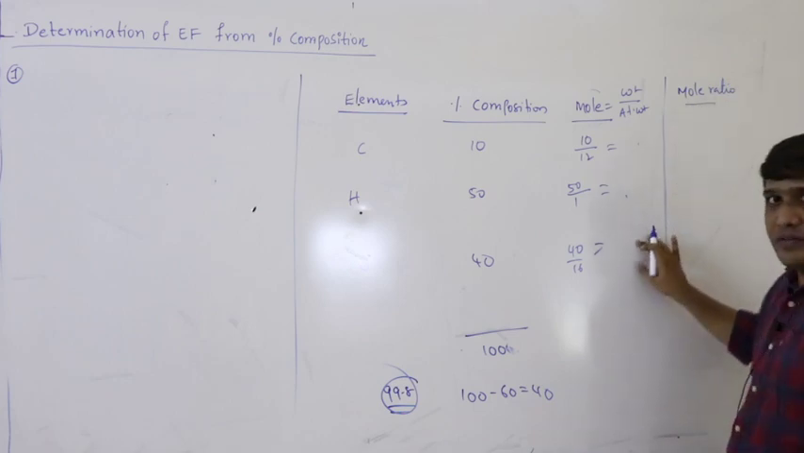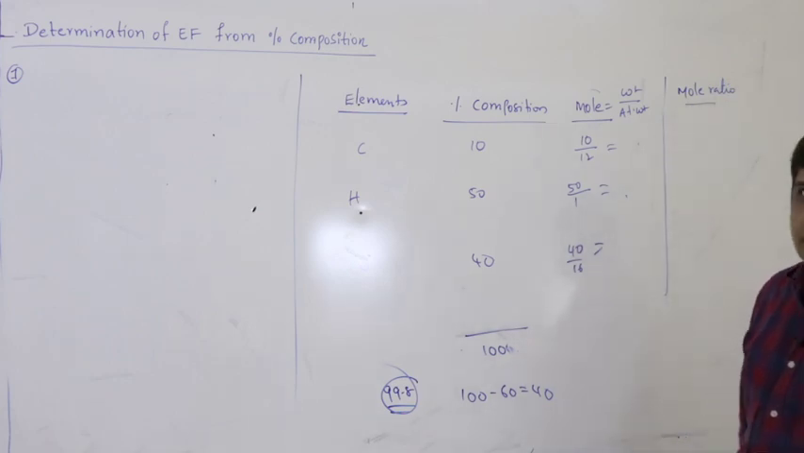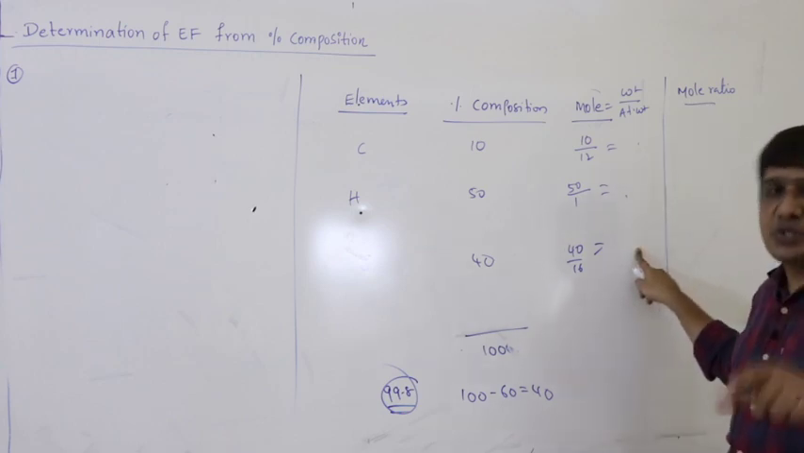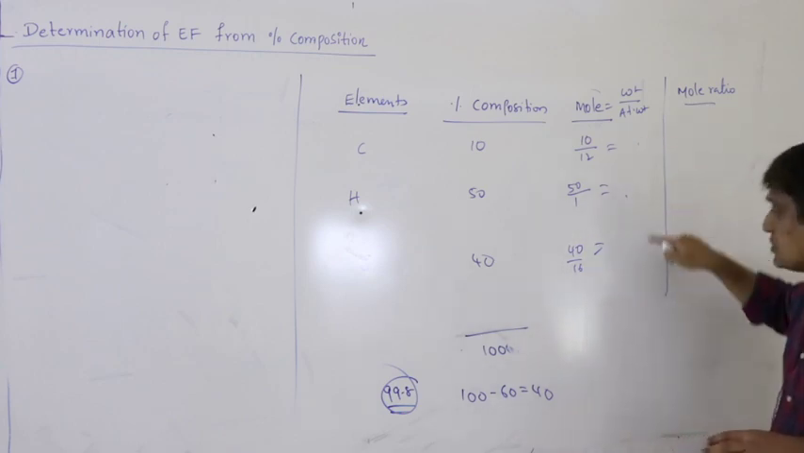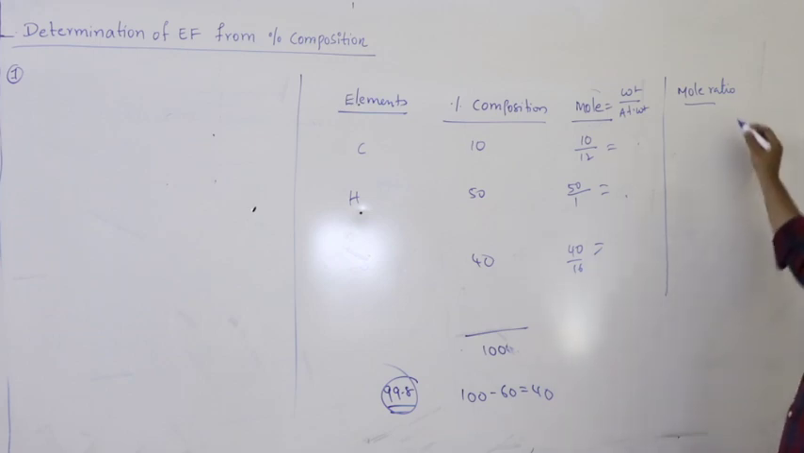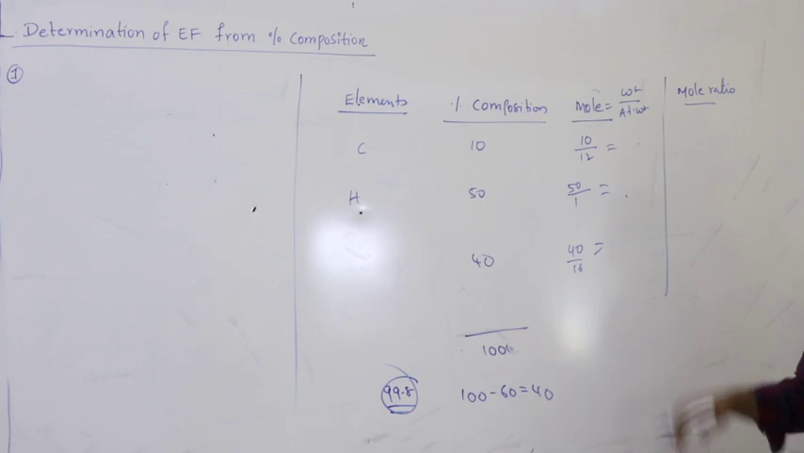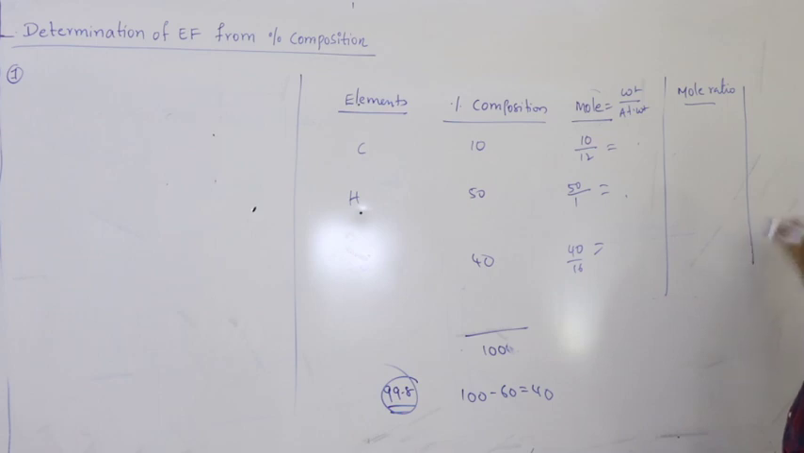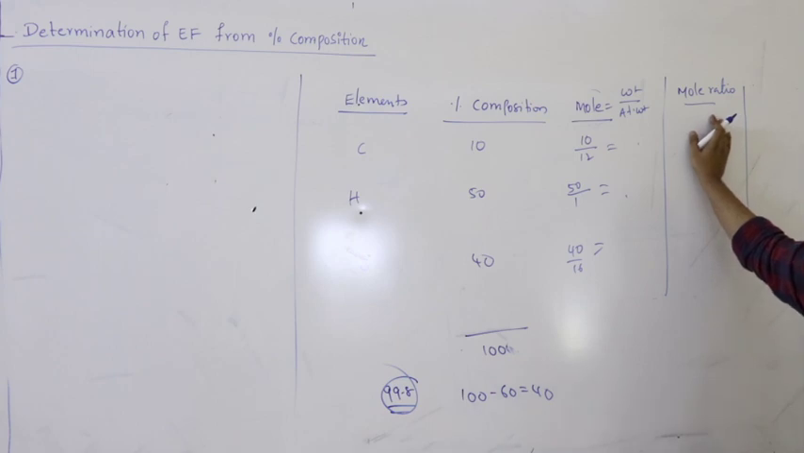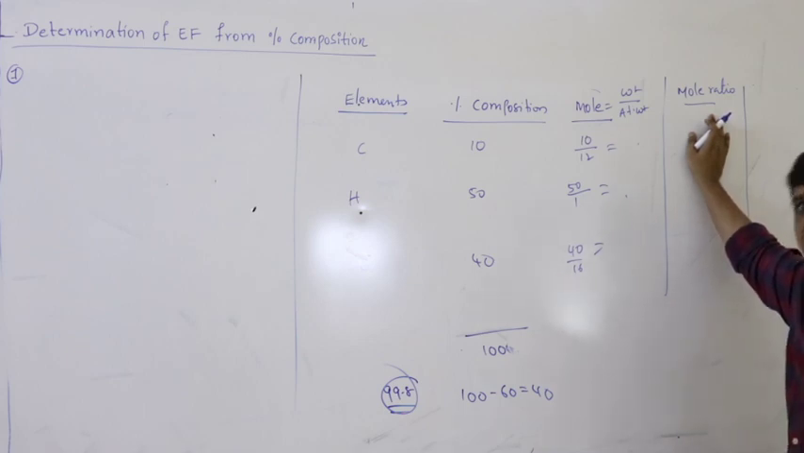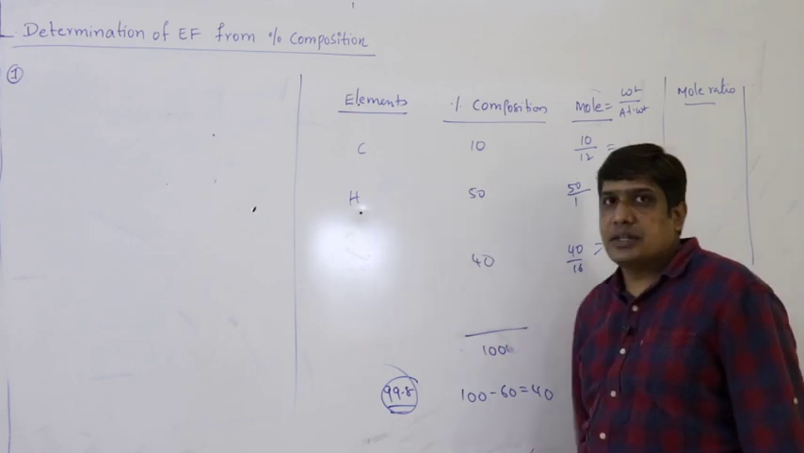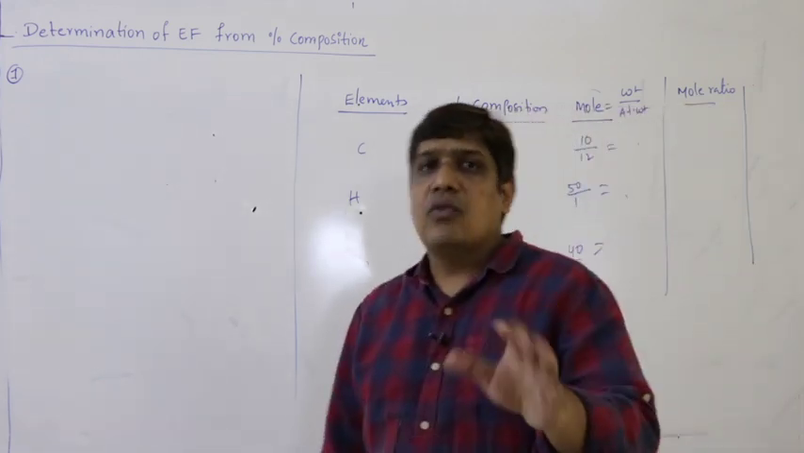Divide these moles with the smallest value. Out of these three, identify which is smallest, take that number, and divide all these moles with that number. You will get some fractions or you may get whole numbers. If it is nearest to a whole number, then there is no problem. If it is not nearest to a whole number, multiply this mole ratio with a suitable number. It can be 1, 2, 3, so that you get nearest to a whole number. Once you get that whole number, use it as subscript for each element. That will give your empirical formula.